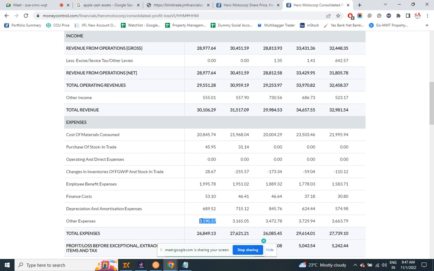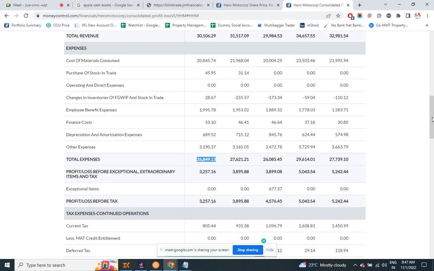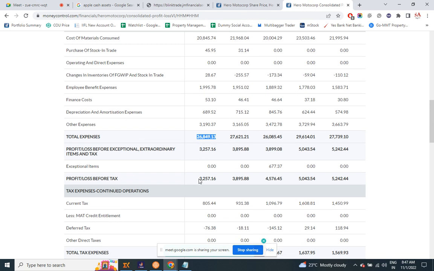Everything will come here. So this is the total sales the company has got, and this is the total bills of the company. So the difference is nothing but the profit. How much is it? 3,257. So in a year, the company has made a profit of 3,257 crore, even after paying the EMI and everything.